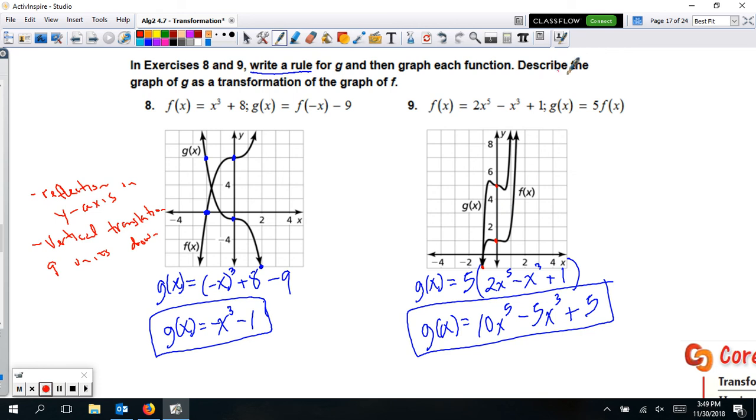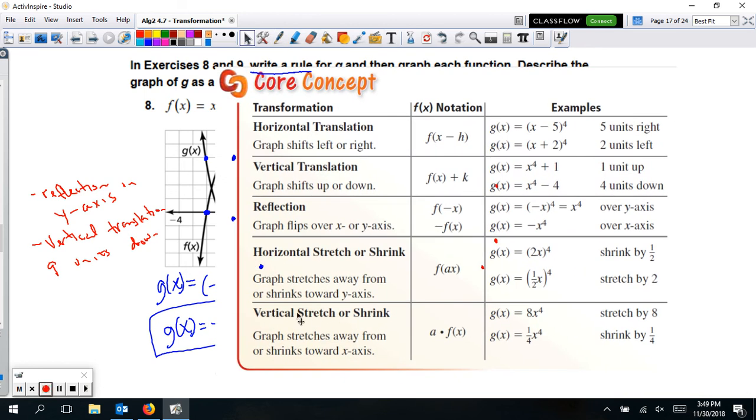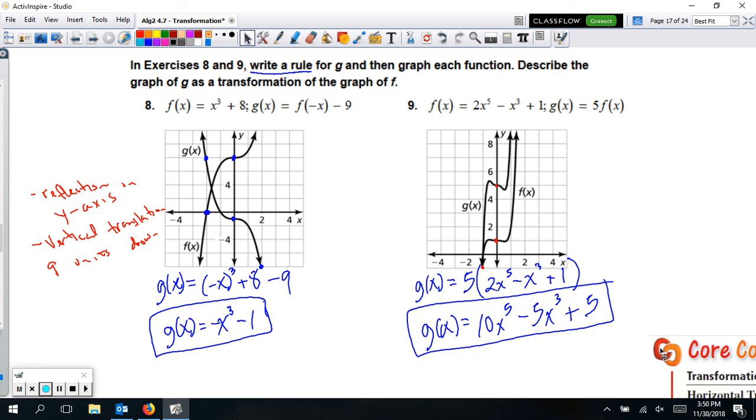And then if we want to describe the transformation from this one to this one, we're just describing this 5 here, and like I said, if we look at this core concept again, just down at the bottom when we're looking at that, right here, it's going to be a vertical stretch by 5. That's all we have to say. Vertical stretch by 5. So we'll write that down. So vertical stretch by factor of 5. We can say factor of 5 because 5 is the factor right there.